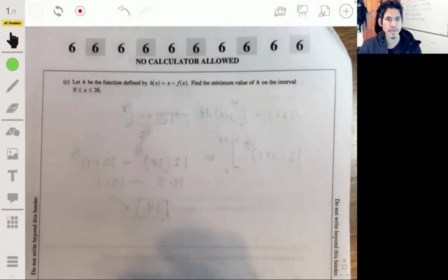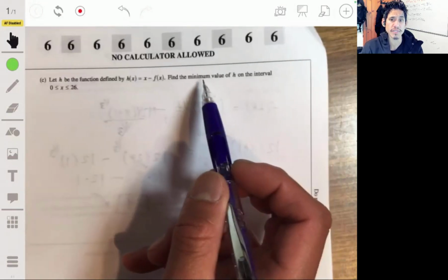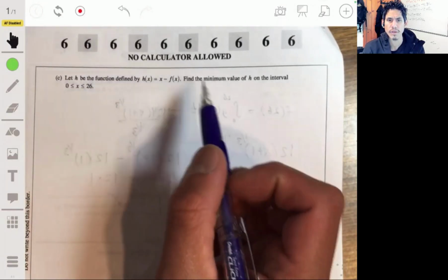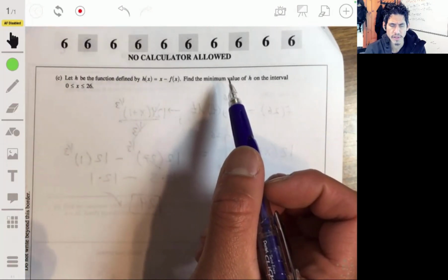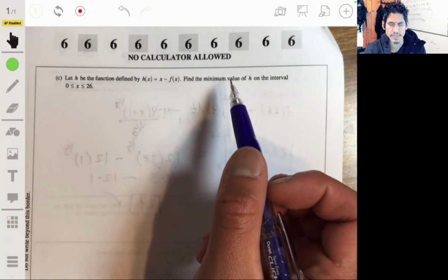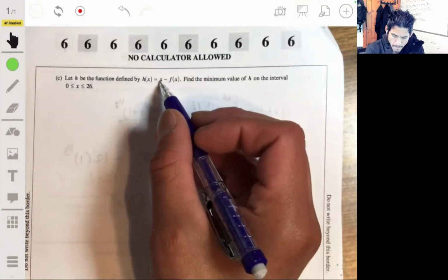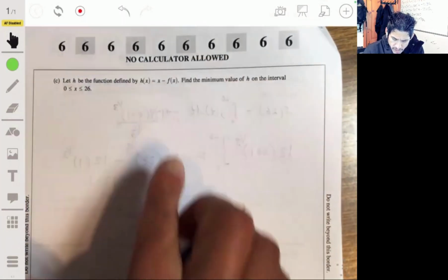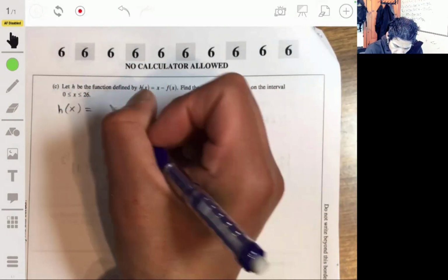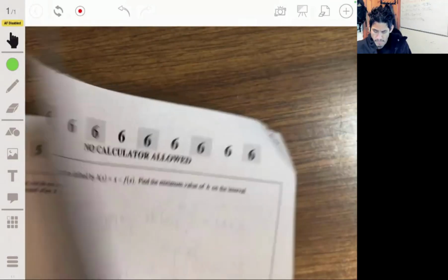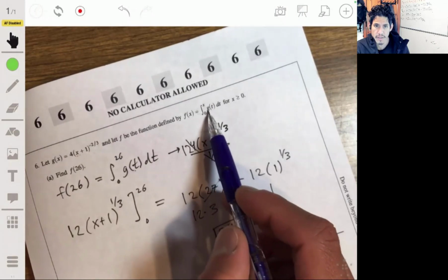And part C, let h be the function defined by h of x equals x minus f of x. Find the minimum value of h on the interval from 0 to 26. Okay, so we want to find the first derivative, solve for critical values, and see where the smallest value of h would be. So let's rewrite this as h of x being equal to x minus, remember f of x is this thing.